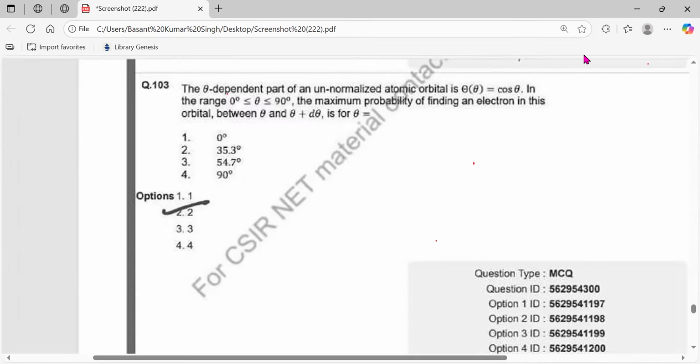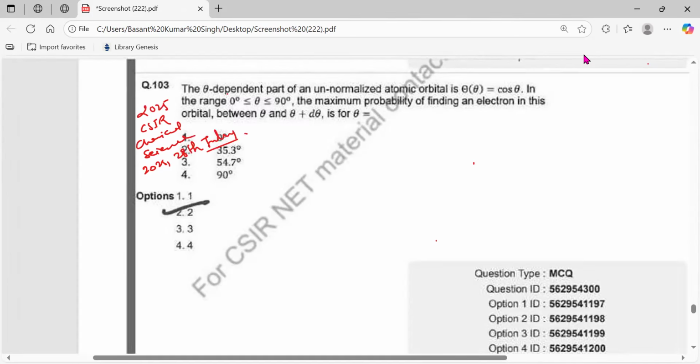Okay, I am going to solve question number 103. This question was asked in the 2025 CSIR Chemical Science paper that was held on 28th July.